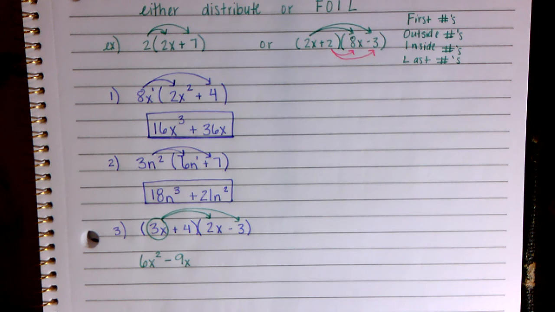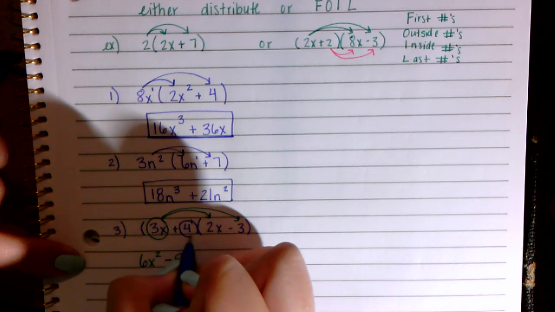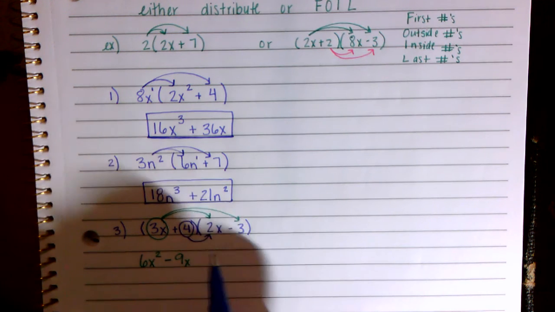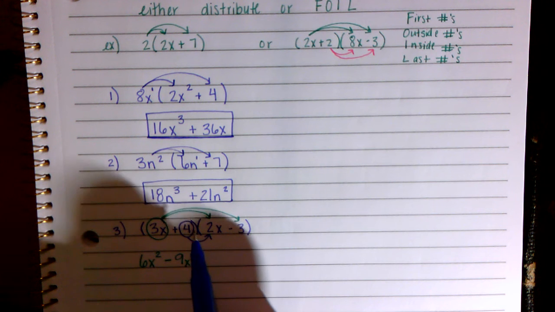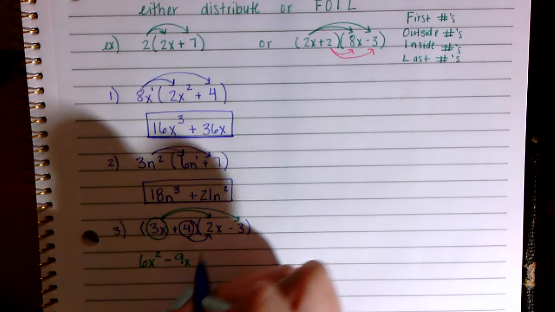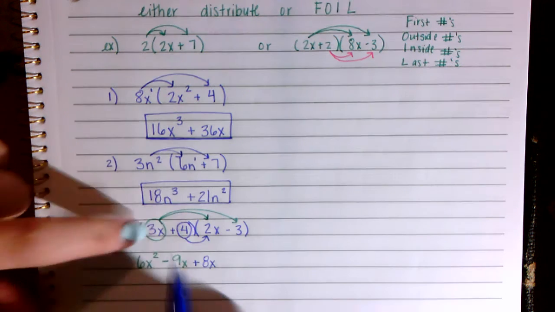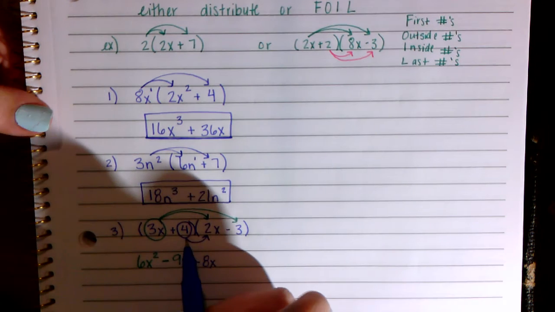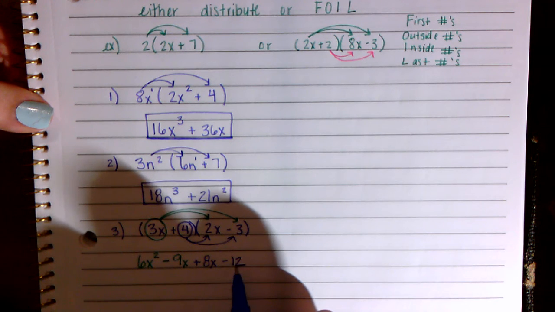Okay, and then now insides, first, outside, these are my two inside numbers. 4 times 2 is 8x. I didn't circle that plus, but it goes with that 4. That's a positive 4, I'm sorry. And positive 4 times negative 3 is negative 12.